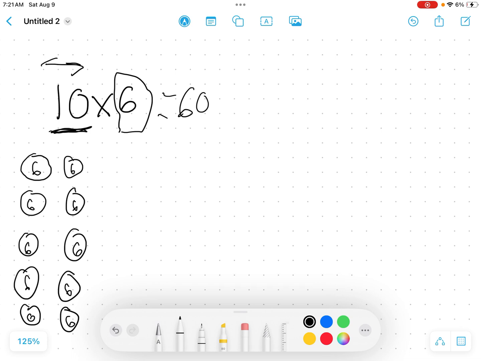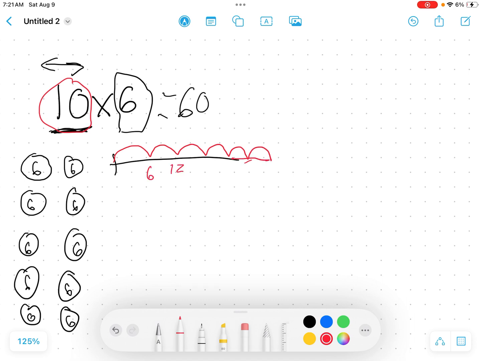left to right called? Ah, yes, we could have a number line, absolutely. And with that, we know we would have 10 jumps of 6. So we could do 1, 2, 3, 4, 5, 6. And we know that each one would be 6, 12, 18, and so on and so on. All the way once we have the 10 up there. I didn't draw 10, I apologize for that. But once we did all 10, we would end up at 60.